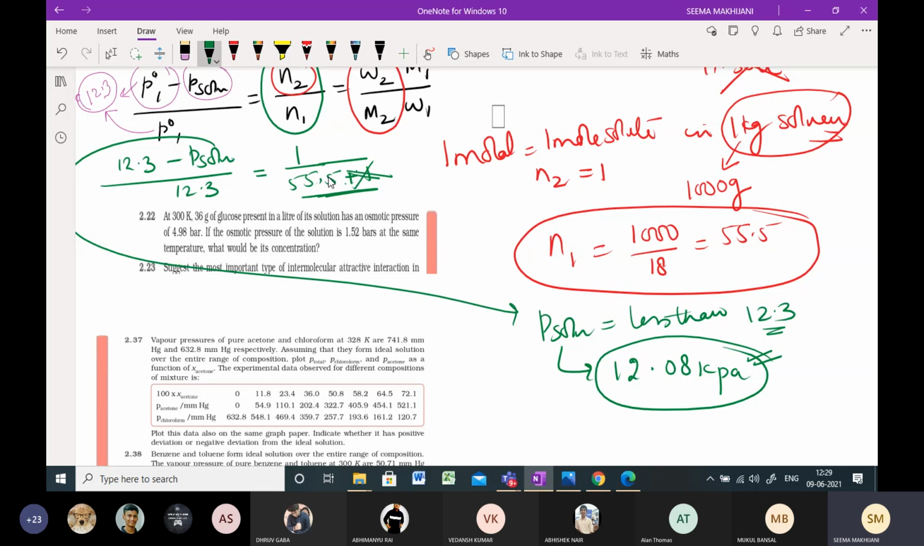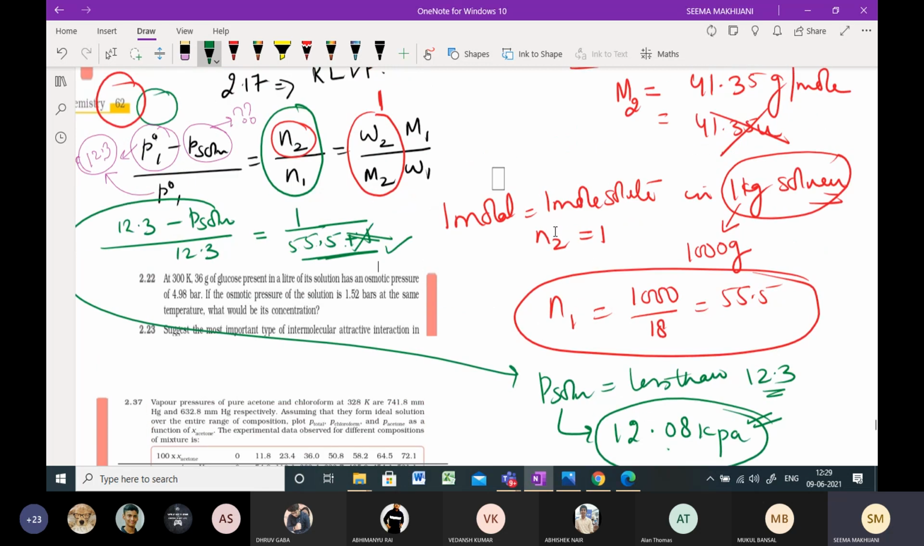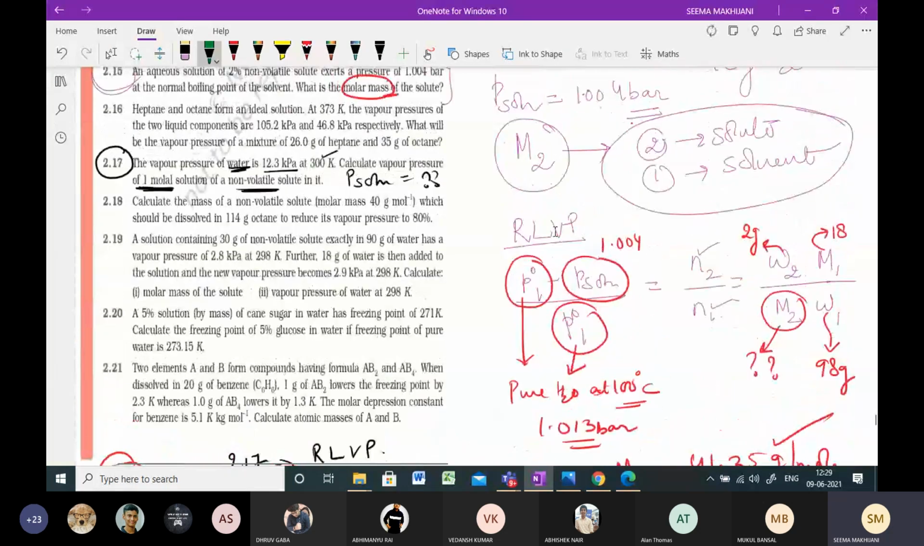So that much presence of mind you will have to keep. If you ignore 1, your answer is this. If you keep 1, your answer will be slightly lower than 12.08, and you will have to choose from the options that you are given in your MCQ. Fine. So we've done 2.17. Moving on to 2.18. That will be the last question of today's class.